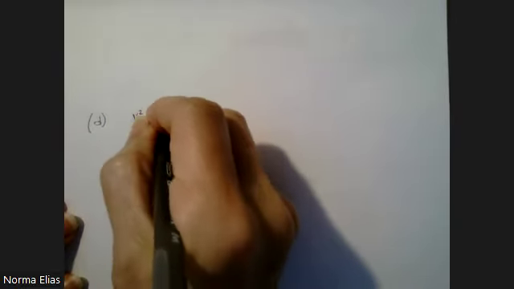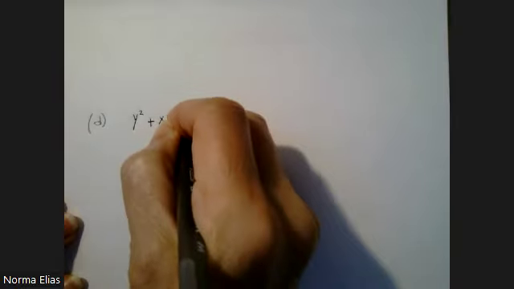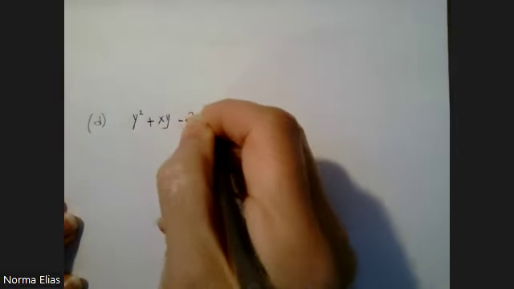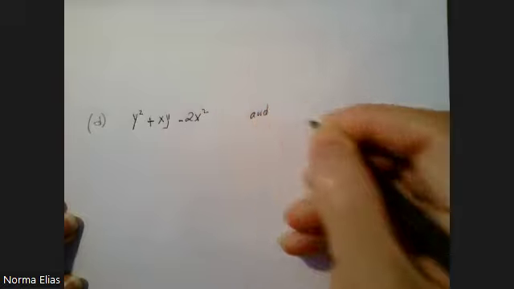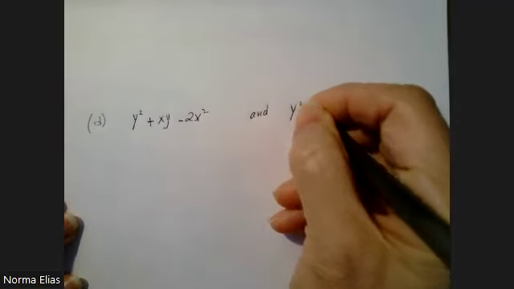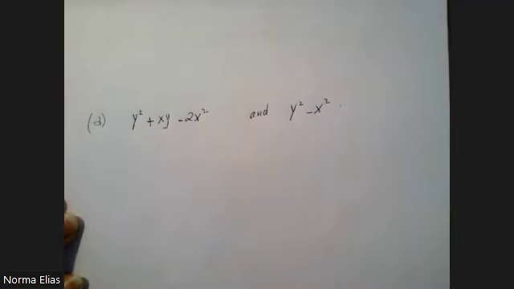And it's y squared plus xy minus 2x squared, and y squared minus x squared. Again, we look at them, we try to factor them. If we cannot factor, we multiply them. If we can factor, we do our best.